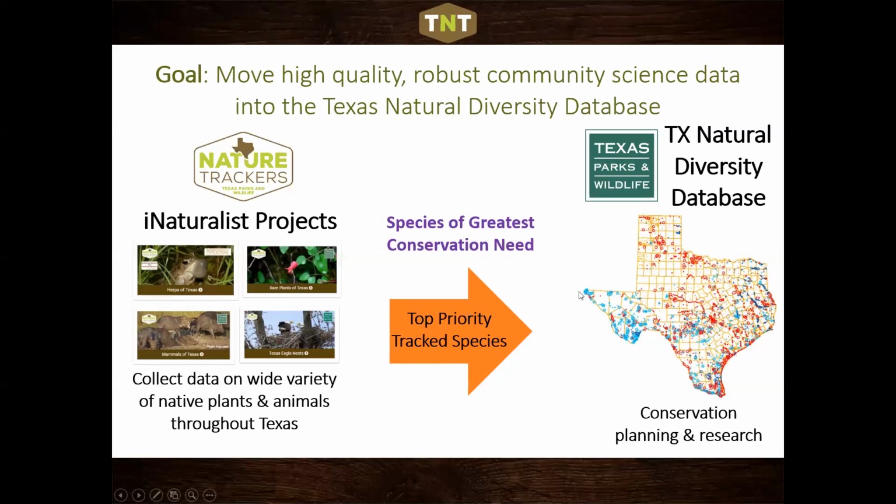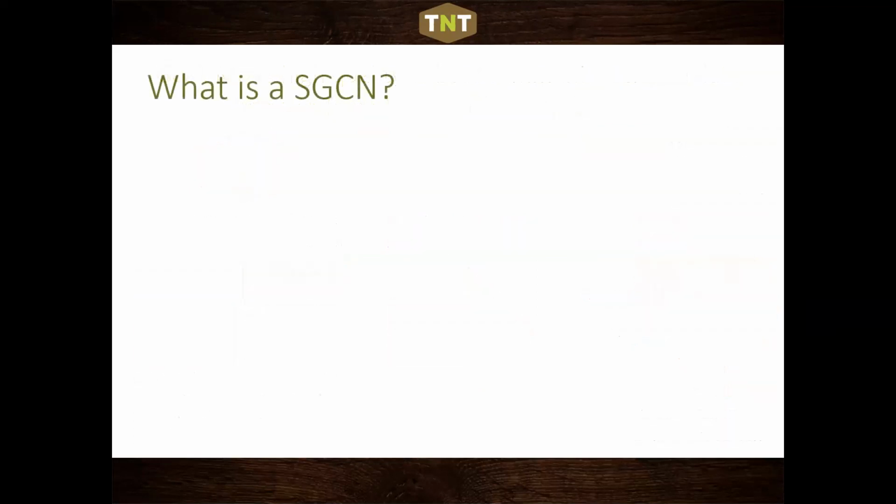When we get that data and can analyze it, we can then move it to what's known as the Texas Natural Diversity Database. That is the location where, if we're doing long-term conservation planning, research, people are putting in roads or doing developments, they can go to this resource, find out if there are rare, endangered, or threatened species there, and hopefully mitigate the losses of those plant and animal communities.